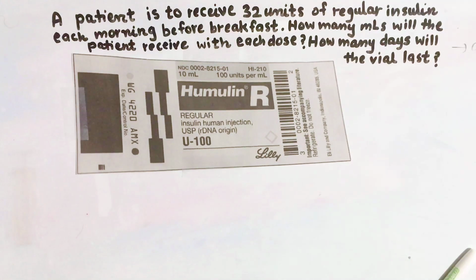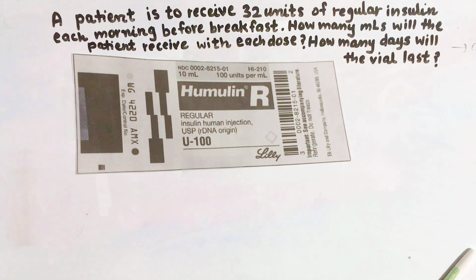Welcome to Insulin Calculations. So first, let's read the question. A patient is to receive 32 units of regular insulin each morning before breakfast. How many milliliters will the patient receive with each dose? And how many days will the vial last?